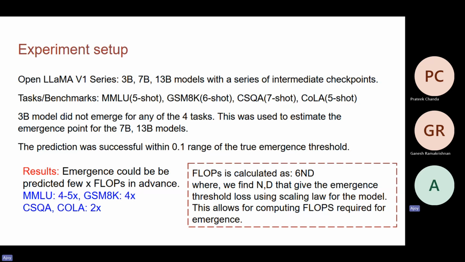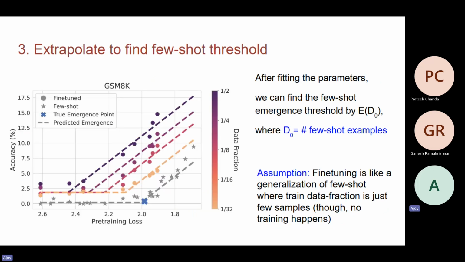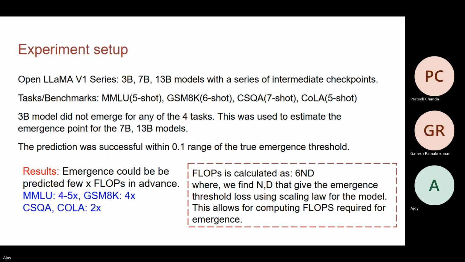Next slide. OpenLlama series gives intermediate checkpoints for 3, 7, and 13 billion. Using only the 3 billion model, they estimated for each task at what loss emergence happens, and they're able to find the emergence point for 7 and 13 billion. Using the 3 billion model, you may never reach these losses, so you only fine tune and get these curves. When you extrapolate, you get at what loss the emergence happens. Then when they verified with the bigger models, they found that actually at this loss the emergence happened.